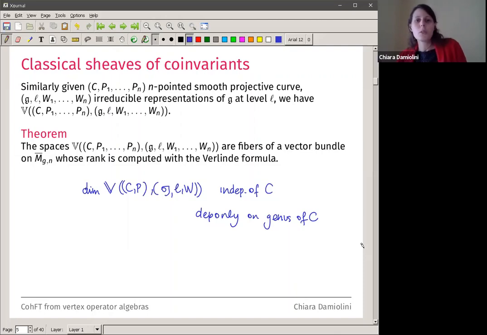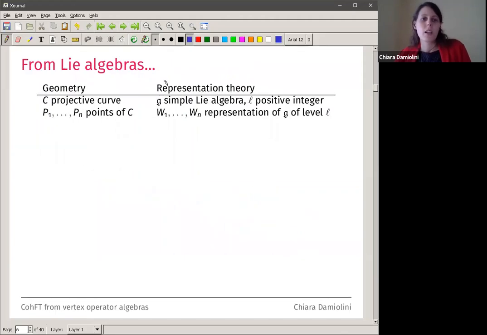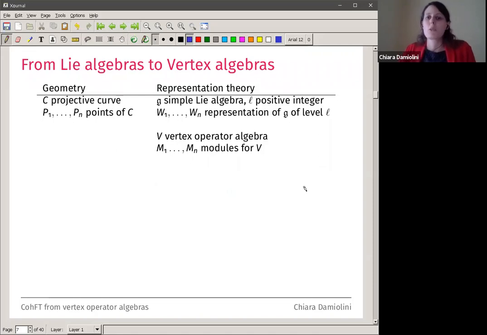What I want to do is to essentially go beyond the Lie algebra world and go to the vertex operator algebra world. So I want to essentially replace the representation theoretical input, which was the algebra representations, with vertex operator algebras and V-modules. This might not be very surprising, and it's not something that my co-authors and I thought one day, let's do this. Many other people have worked in this setting.